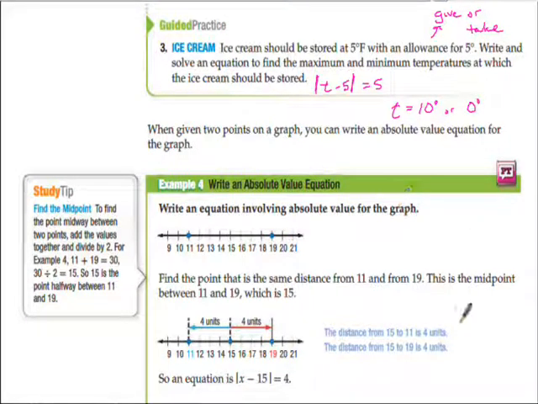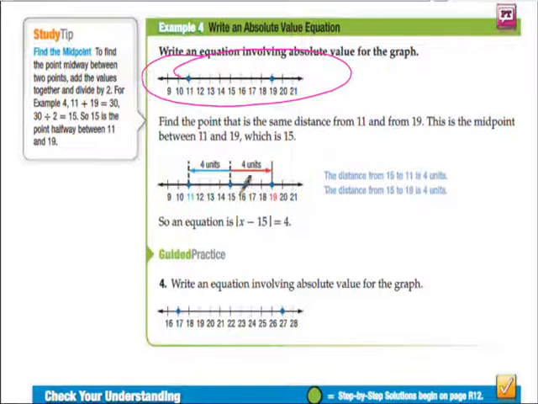When you're given 2 points on a graph, if I were to give you just this graph, you can write an absolute value equation from the information given. So this is from 11 to 19. So what we do is we find the middle point. The middle point is right here at 15. So how we get 11 and 19, that's x minus that 15, okay? Minus that middle number, and that gives us the allowance on either side, the give or take part, okay?